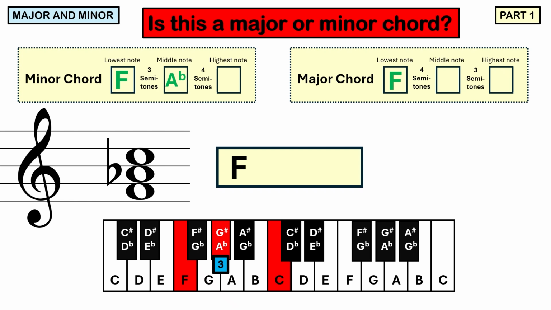But if you were looking at this chord and comparing it to several other versions of an F chord, you would need to check how many semitones are in between the middle note and the highest note of the chord. So let's check this now. We begin with 0. 1, 2, 3, 4. Yes, this is going to be a minor chord, and it is an F minor chord.